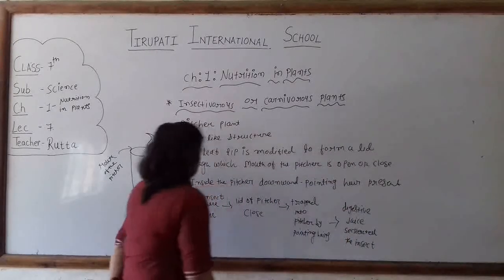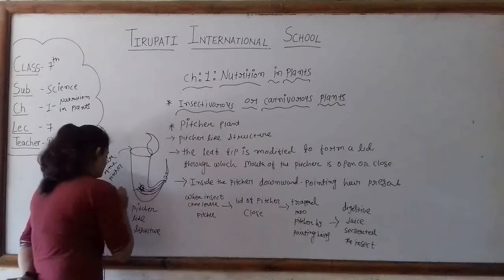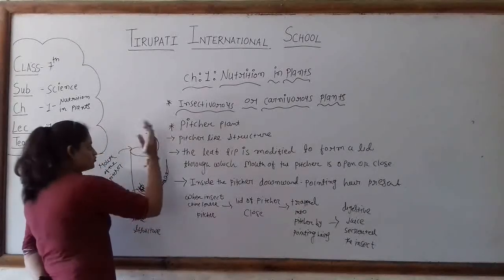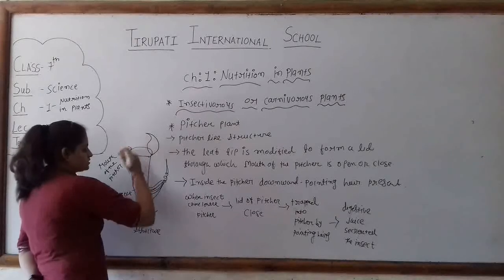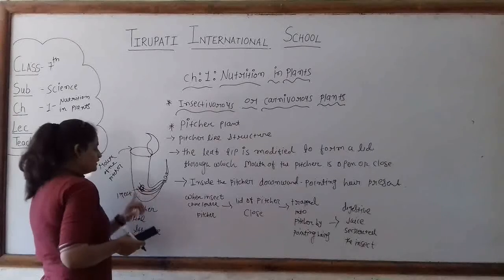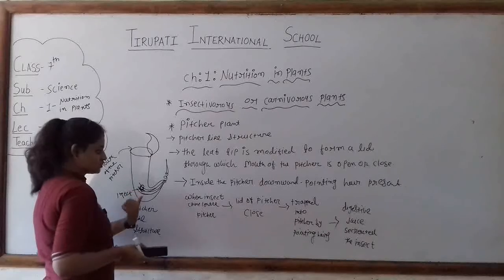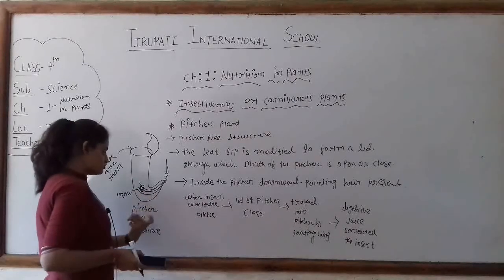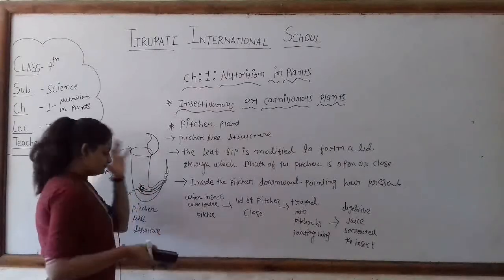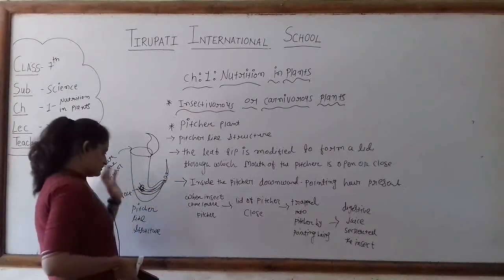Suppose this is the insect. As the insect comes into the pitcher, the lid of the pitcher is closed. These leaves close the mouth of the pitcher. Hence the insect cannot come out of the pitcher. So this insect is trapped by the pointing hairs present inside this structure, and they produce the digestive juice and digest the insect, and in this way they obtain their food from insects.